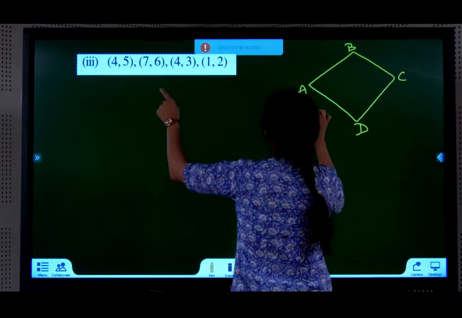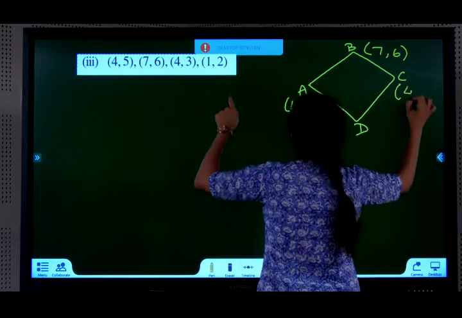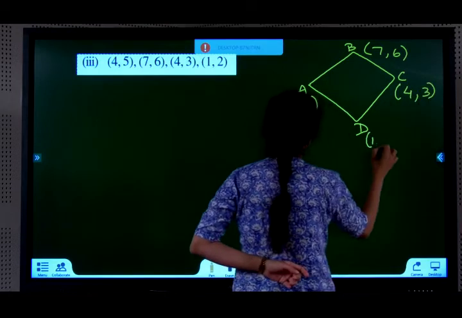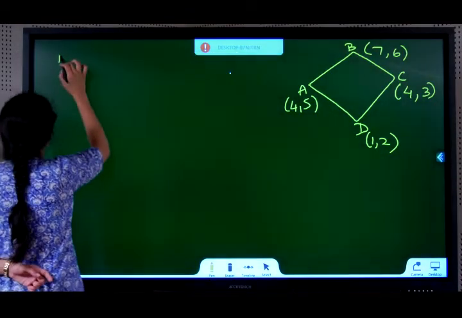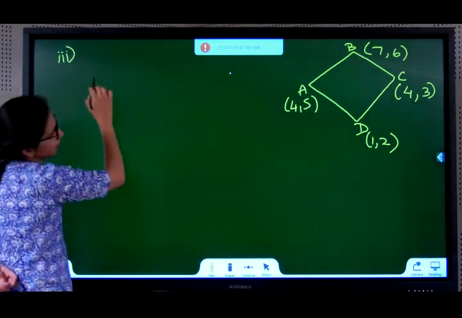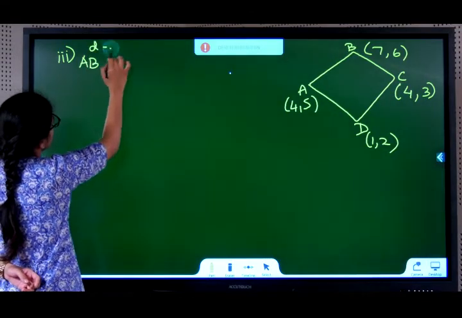A is (4, 5), B is (7, 6), C is (4, 3) and D is (1, 2). As usual, find all the distances among the two points. So AB, write the distance formula first.